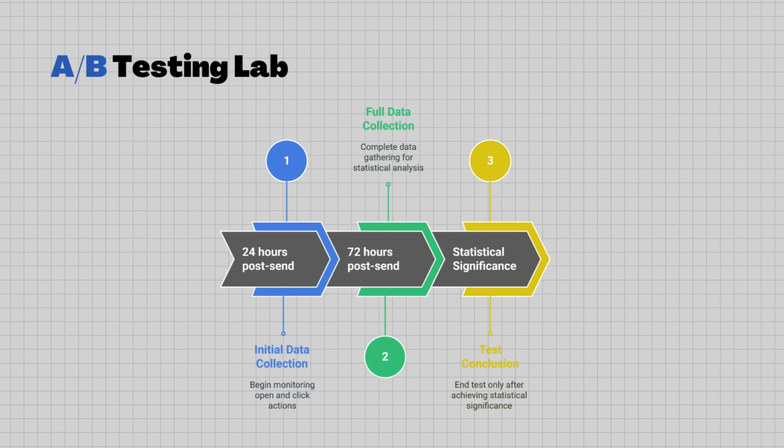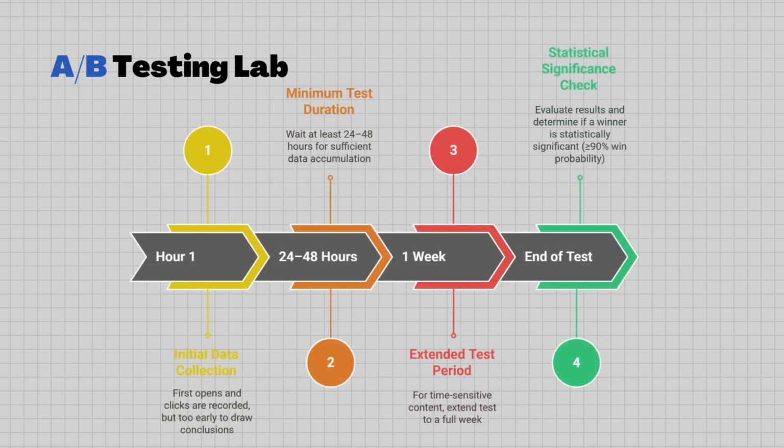Wait for statistical significance. Let the test run long enough to accumulate data. A few opens or clicks in the first hour aren't enough. Wait at least 24 to 48 hours, sometimes a week for time-sensitive content, before concluding. Check for statistical significance before declaring a winner.